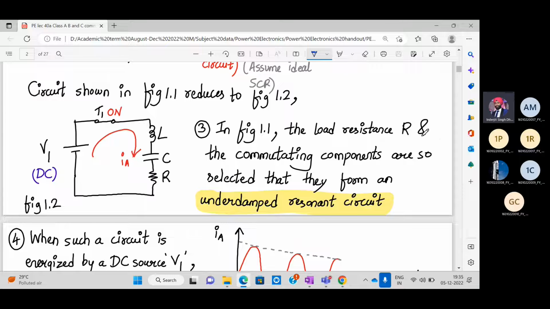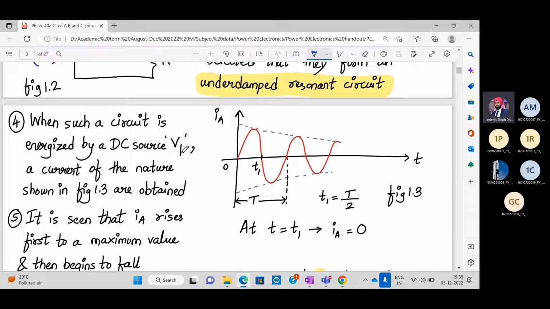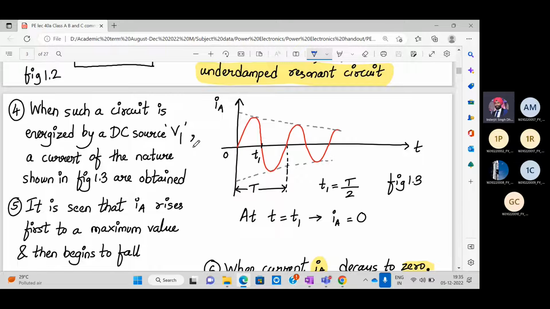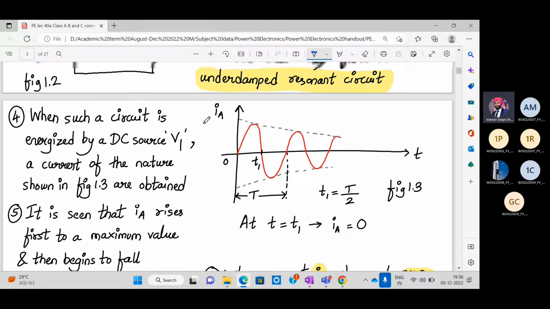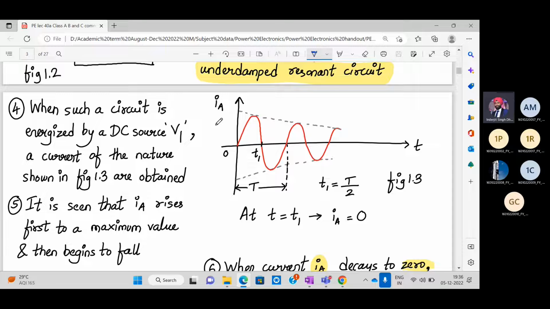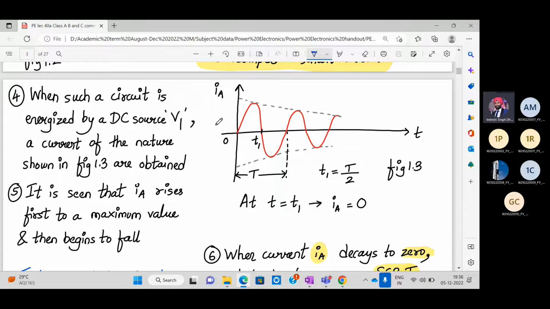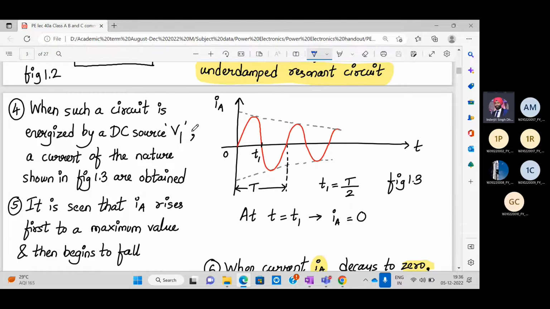All right. So the load resistance is R, and the commutating components are so selected that they form an underdamped resonance circuit. Now, what do you mean by underdamped resonance circuit? I'll cut the long story short. Underdamped resonance means the oscillations which are produced are reducing in amplitude continuously. So eventually, after some period of time, it will be reducing towards 0. That is what you mean by an underdamped resonance circuit. All right. When such a circuit is energized by a DC source V1, a current of the nature as shown in figure 1.3 is obtained.